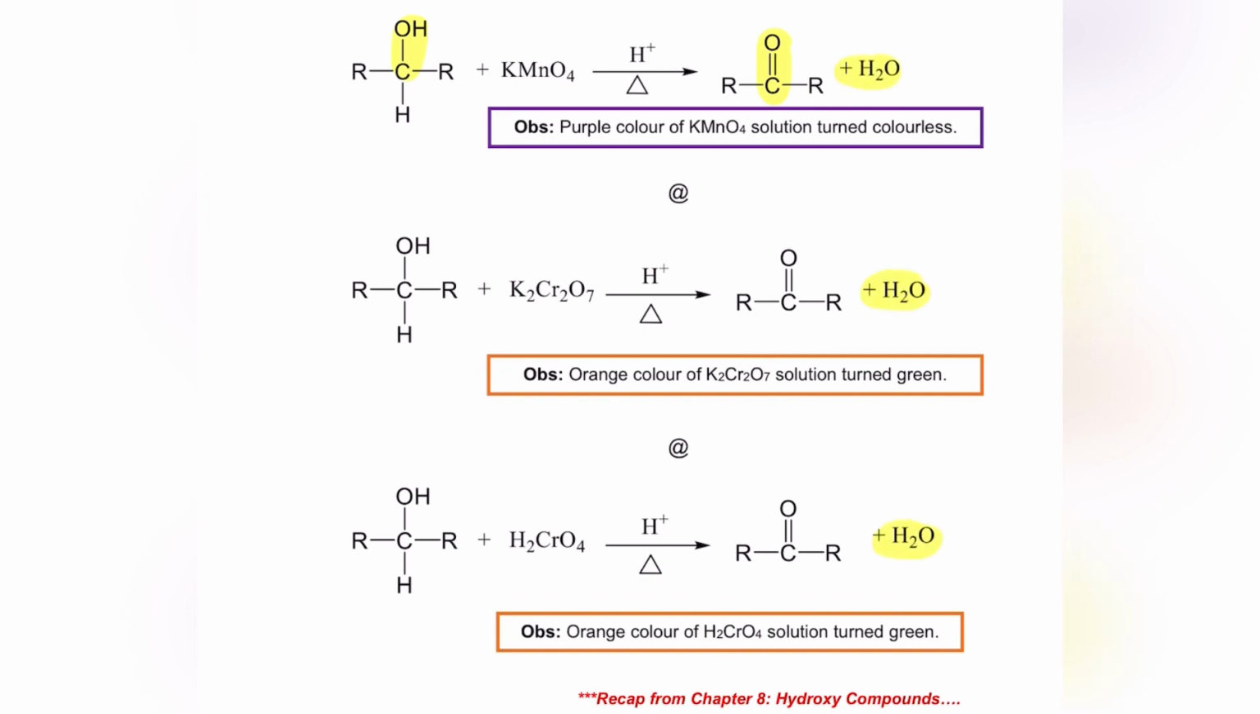And then, when you want to record the observation, if you got the product, it shows a positive result. So, the purple color of KMnO4 solution turns colorless. But if you use dichromate, either potassium dichromate or chromic acid, the color change shown for a positive result is: orange color solution turns green.